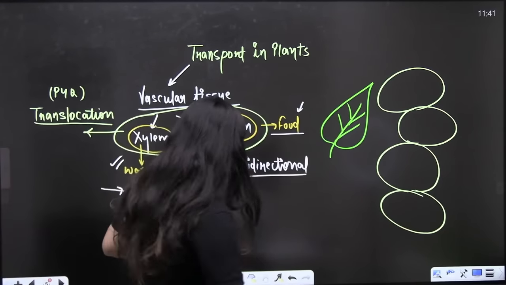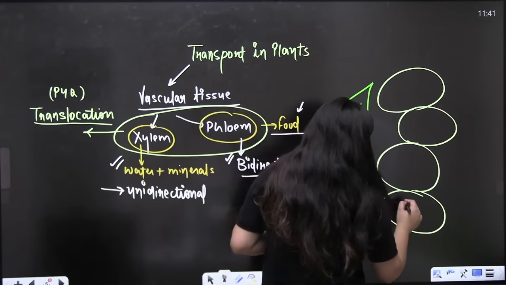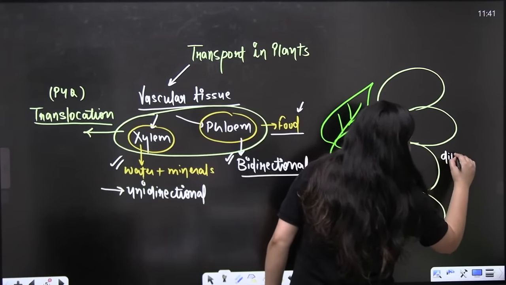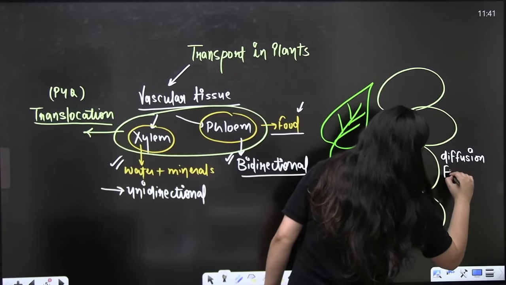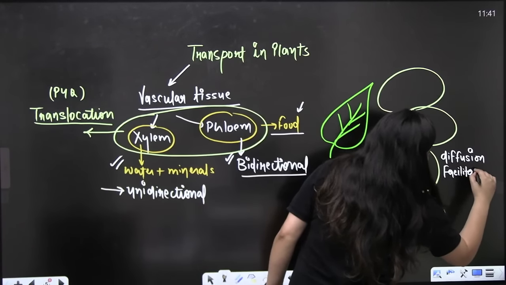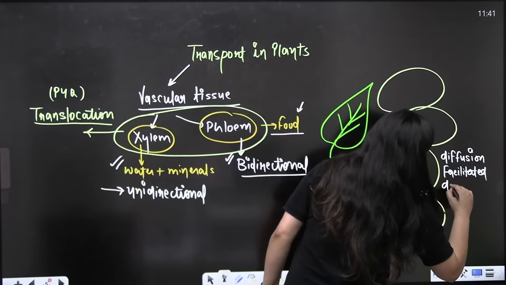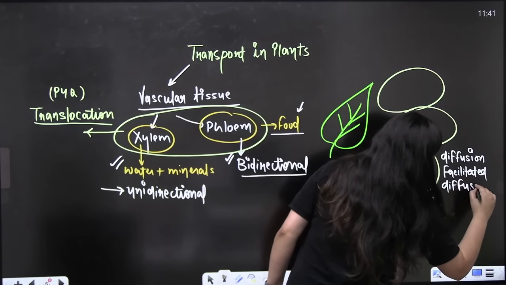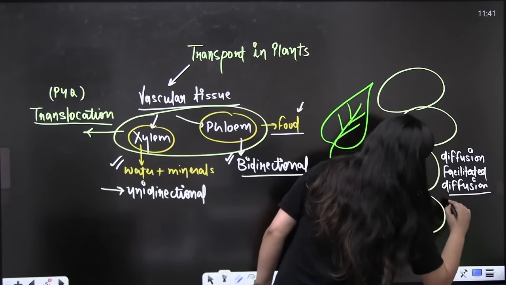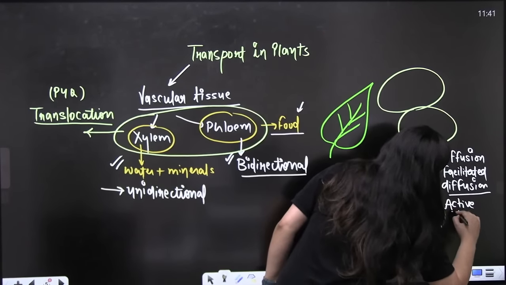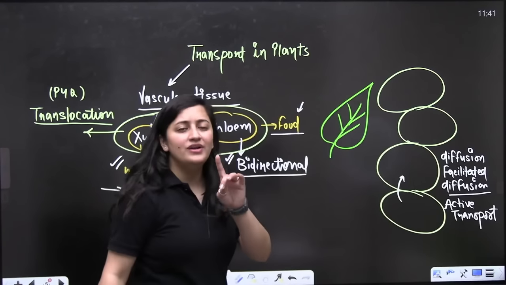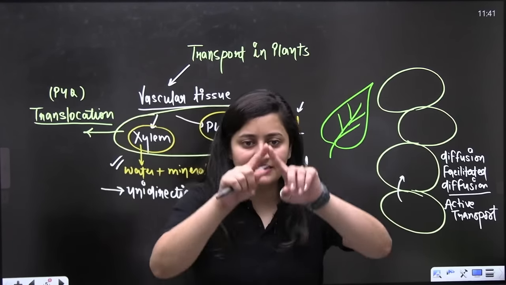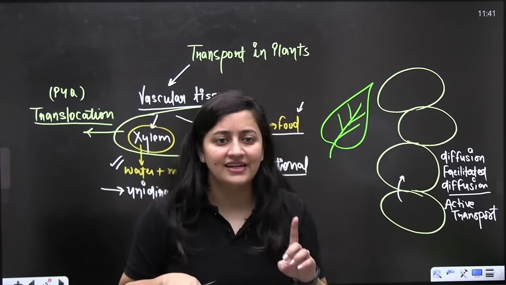But whenever there is a short distance transport, obviously the very small things, the diffusion, the facilitated diffusion and the active transport is going to help, isn't it? Right, diffusion, facilitated diffusion and active transport is going to help. So what you need to remember here, for this particular concept, the only thing that you need to remember from NCERT is that particular table. Do you know about that table?